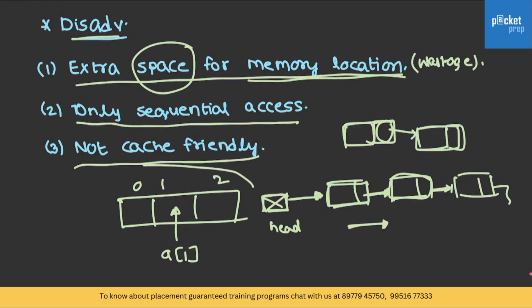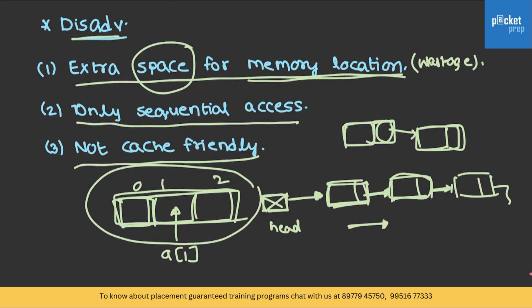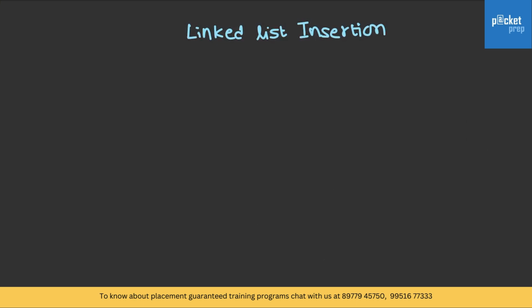In the case of an array, while you are dealing with a particular word, it's most probable that you may deal with the next word because of the locality of reference. So you store all of this in the memory or in the cache. But in the case of a linked list, as each and every one of them is at a different memory location, it is not so cache friendly. Understanding linked lists, I think it's time to deal with linked list insertion.